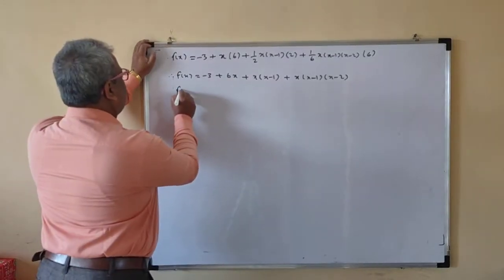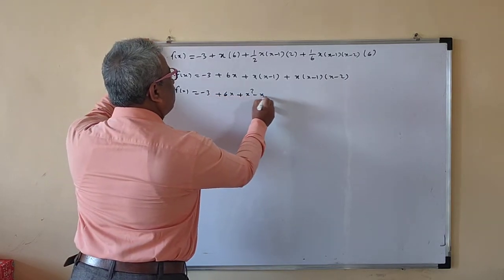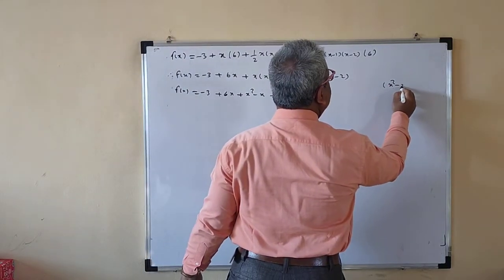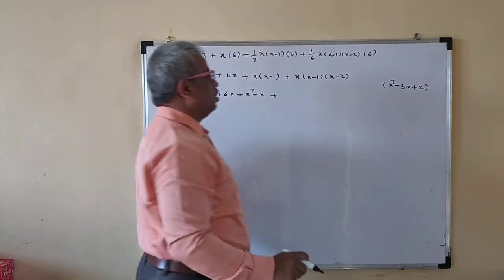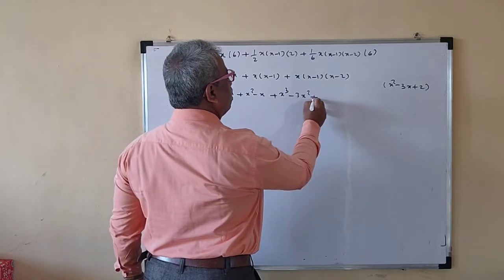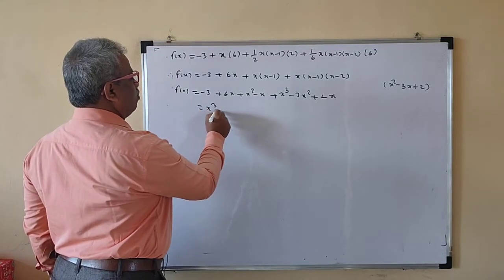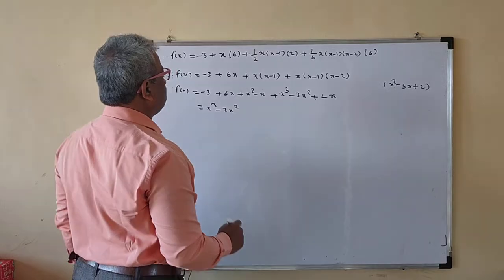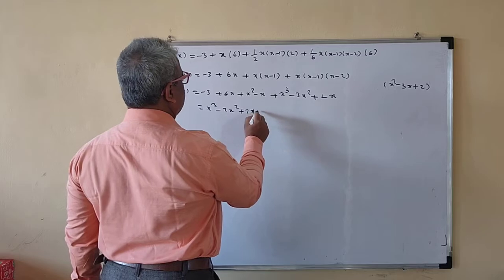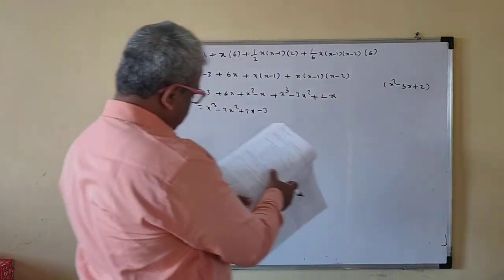So we simplify this. F of x is equal to -3 plus 6x plus x square minus x plus, then x square minus 3x plus 2, the expansion of x minus 1 x minus 2, and I have to multiply this by x. This is x cube minus 3x square plus twice x. So this is x cube minus 2x square plus 7x minus 3. Okay. So this is your polynomial.